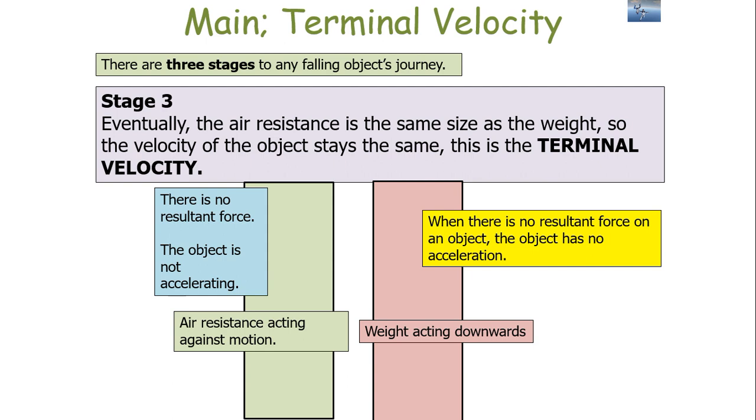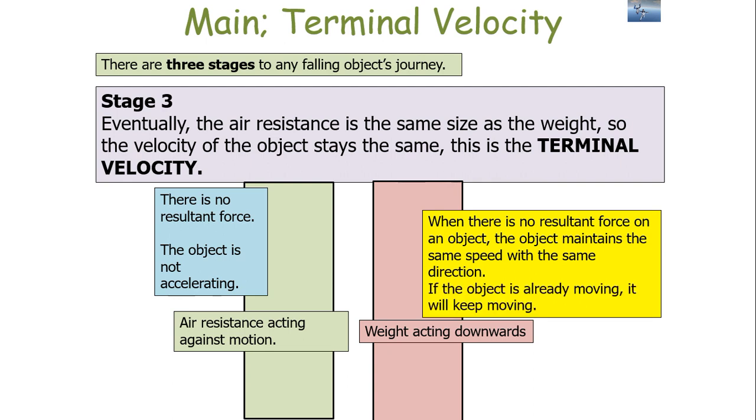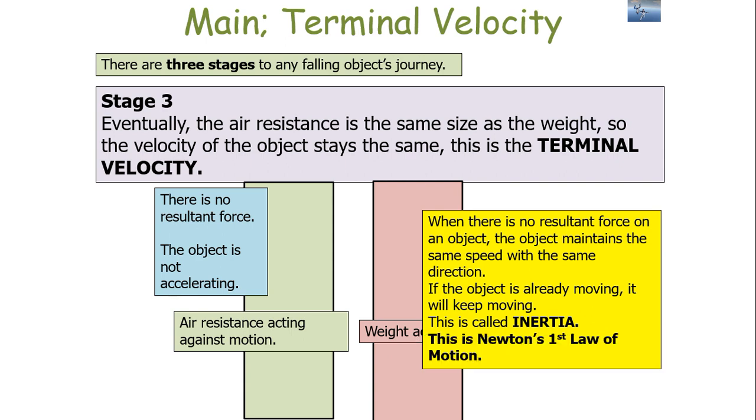Now when there's no resultant force on an object, there's no acceleration, so it maintains the same speed with the same direction. So if the object is already moving, like it always will be in a fallen object because it's falling, it will keep moving, it will keep falling. So we call this concept inertia, and this again is Newton's first law of motion.